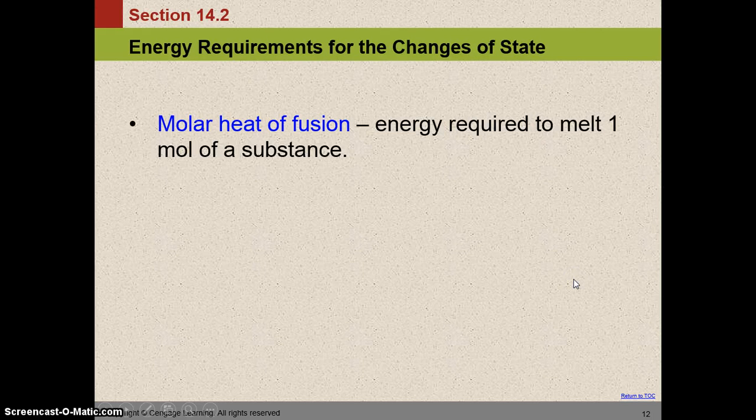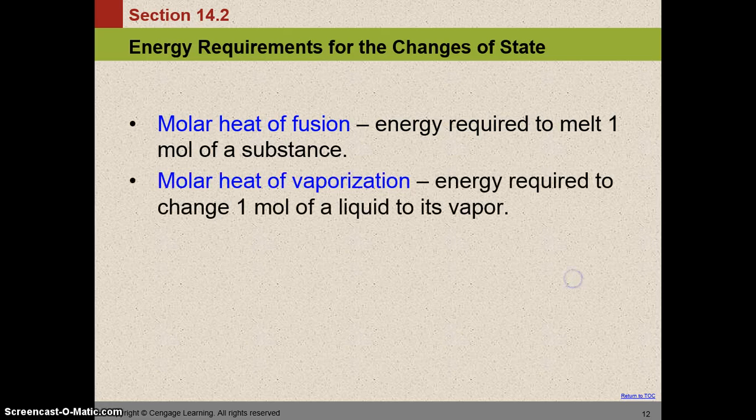When we talk about the molar heat of fusion, this is the energy that's required to melt 1 mole of a substance. How much energy is required to melt 1 mole? So it's fusion. If we're going to take it to a vapor, it's called the molar heat of vaporization. The energy required to change 1 mole, molar heat, of a liquid to its vapor, vaporization.